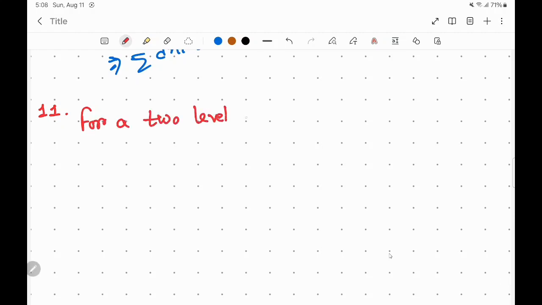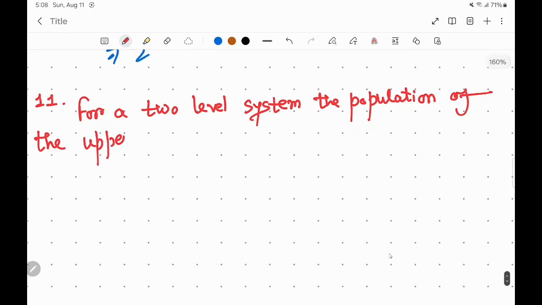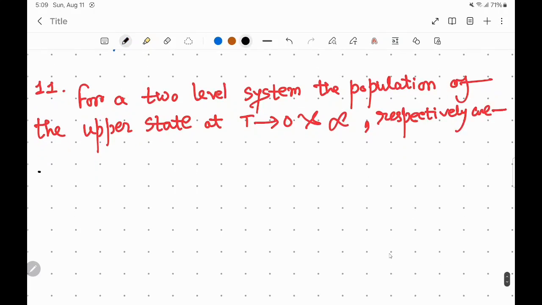For a two-level system, the population of the upper state at T tends to 0 and infinity, both you have to consider, respectively are... Now the same type of question. 0 and the upper state, two-level system, 0 and epsilon.